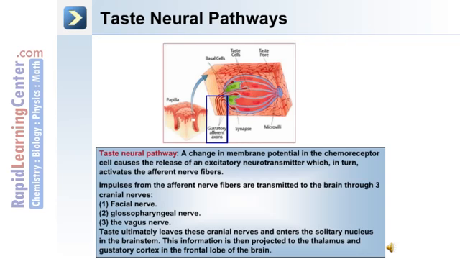The taste neural pathway. A change in membrane potential in the chemoreceptor cell causes the release of an excitatory neurotransmitter, which in turn activates the afferent nerve fibers. Impulses from the afferent nerve fibers are transmitted to the brain through three cranial nerves: the facial nerve, the glossopharyngeal nerve, and the vagus nerve. Taste ultimately leaves these cranial nerves and enters the solitary nucleus in the brainstem. This information is then projected to the thalamus and the gustatory cortex in the frontal lobe of the brain.